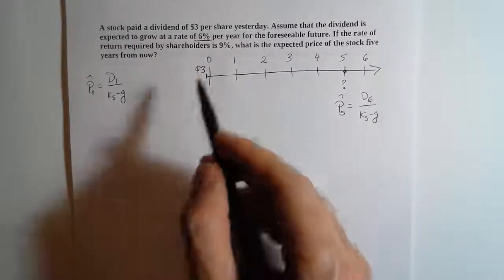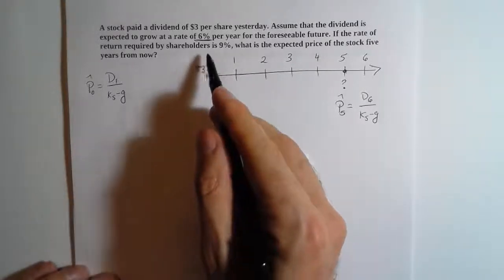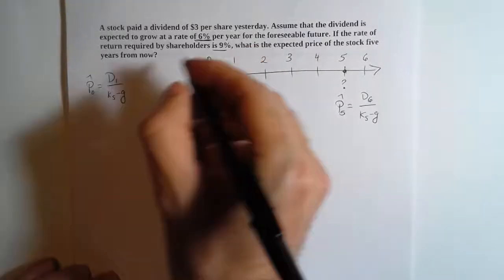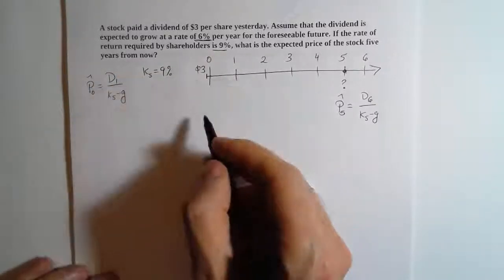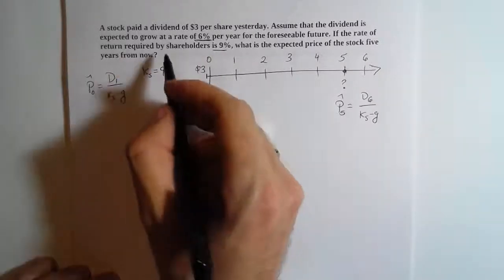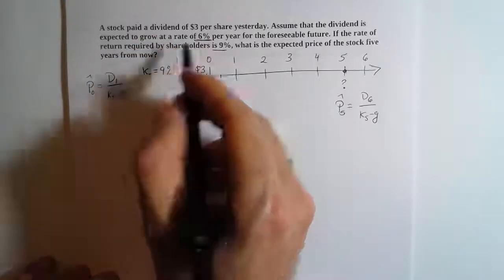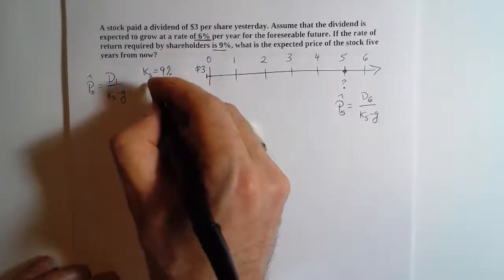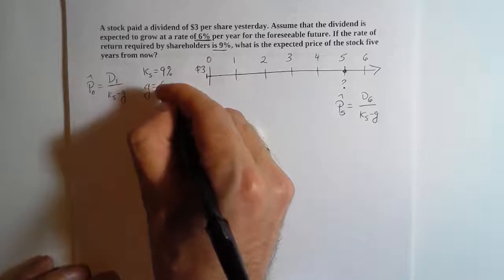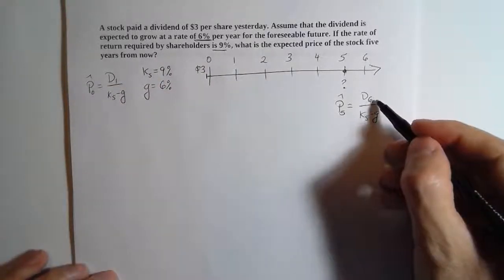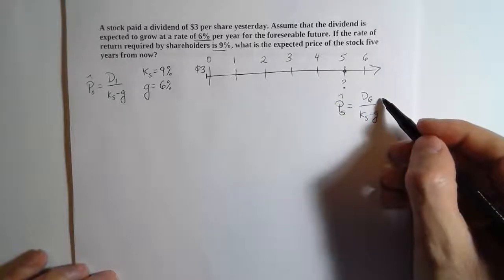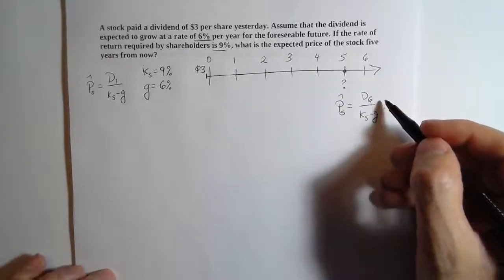If we look at our problem, Ks is our required rate of return, which is specified as being 9%. So Ks is equal to 9%, so we have that. That's no problem. And G is specified to be 6% because the dividend is growing at a rate of 6% per year. So G is equal to 6%. So I know Ks and I know G. The only question then is, what's D6 and how do I find it?